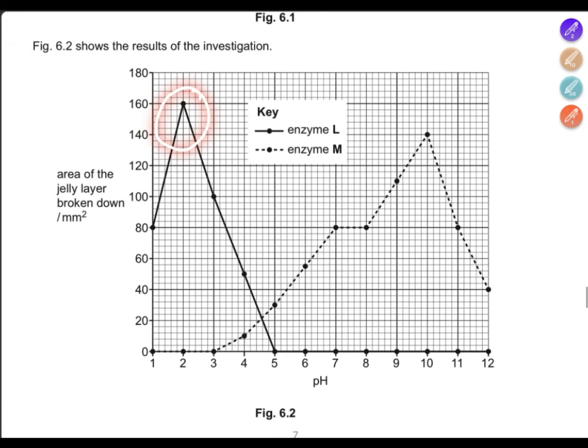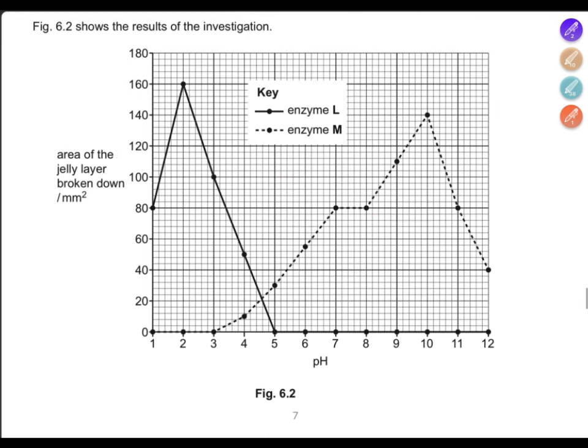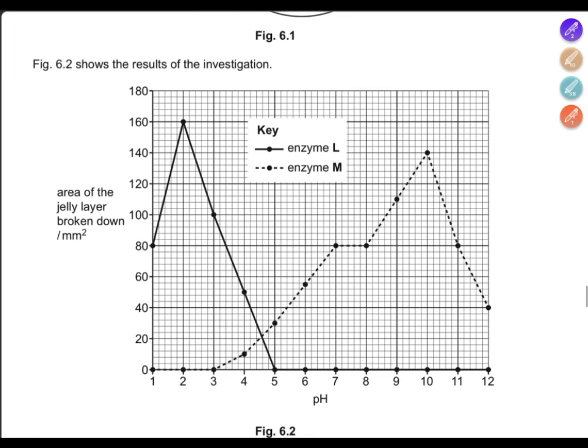This is enzyme L and this is enzyme M. On the x-axis, you have the pH. So you are noticing what is happening to the activity as pH is being increased. And you're also recording the area of the jelly layer broken down, right? So you're measuring how much of the area was broken down by this enzyme. So using this information, describe the results of this investigation. You don't have to explain, just describe it.